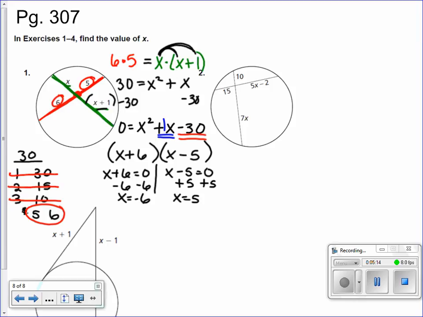Now, one of those answers does not make sense. Okay? Hopefully you're thinking the negative 6. You can't have a length that's negative. You either have 0 length or you have a positive length. So x being negative 6 doesn't make any sense within this problem. So our only answer here could possibly be is 5.